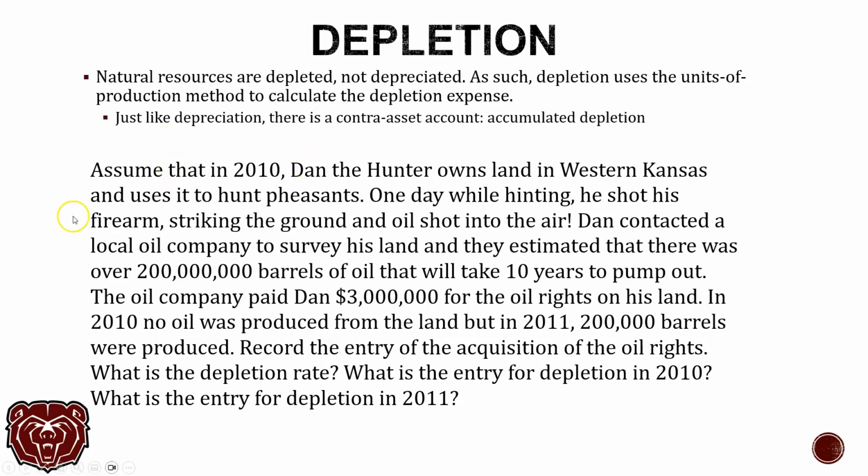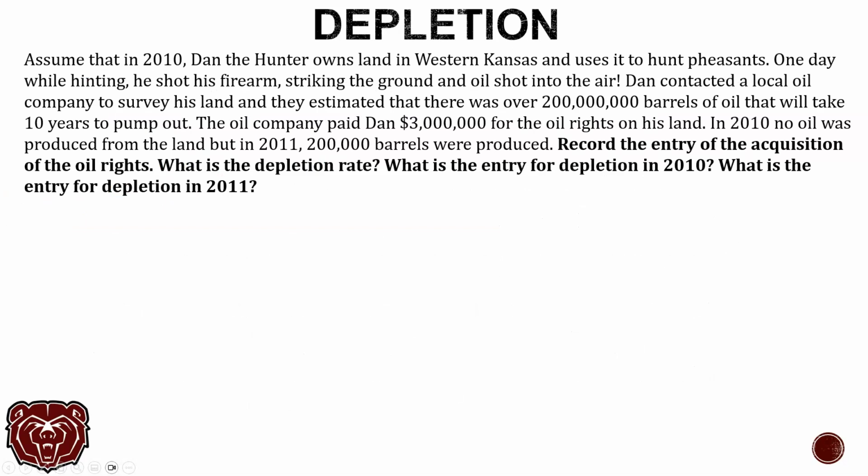Okay, and then we are going to take a look at an example here. So let's assume that in 2010, Dan the Hunter owns land in western Kansas. Uses it to hunt pheasants. One day while hunting, he shot his firearm, striking the ground, and oil shot into the air. Dan contacted a local oil company to survey his land, and they estimated there were over 200,000 barrels of oil that will take 10 years to pump out. The oil company paid Dan $3 million for oil rights on his land.